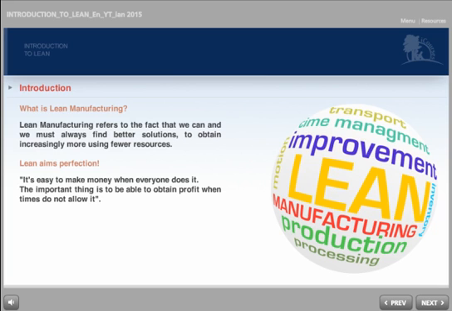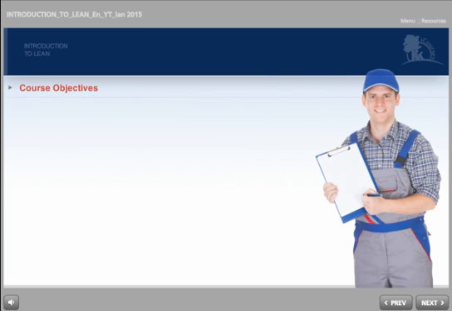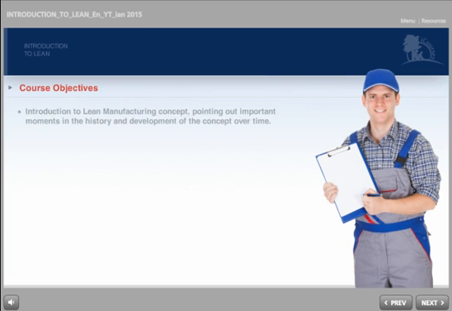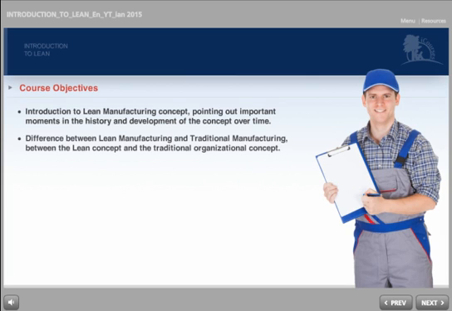An increase in production volume does not necessarily mean a reduction in unit cost, as a decrease in volume does not always mean an increase in the unit price. These links are the result of a faulty organization. During this course, we will make an introduction to the lean manufacturing concept, pointing out important moments in the history and development of the concept over time. We will understand the difference between lean manufacturing and traditional manufacturing, between the lean concept and the traditional organizational concept.